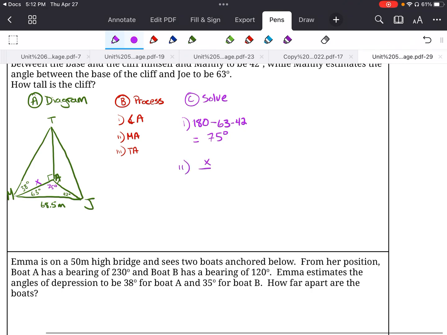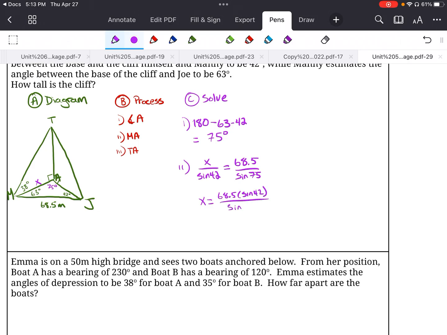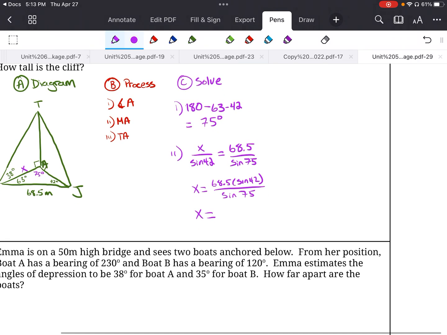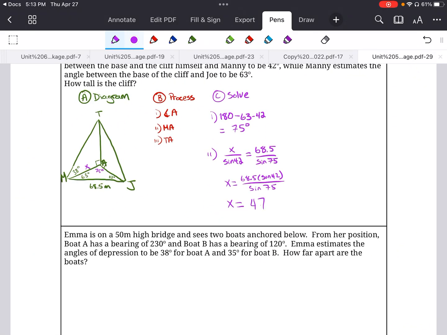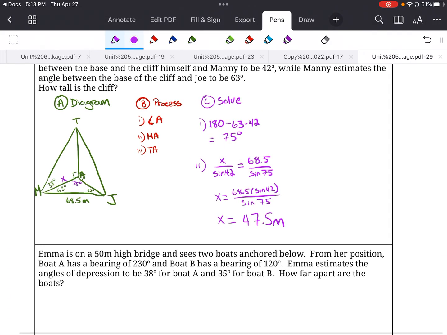So sine law, we have x over sine 42 equals 68.5 over sine 75. So x is 68.5 times sine 42 divided by sine 75, and we figure out that the distance between Manny and the bottom of the base is 47.5 meters. Okay, so x is 47.5.